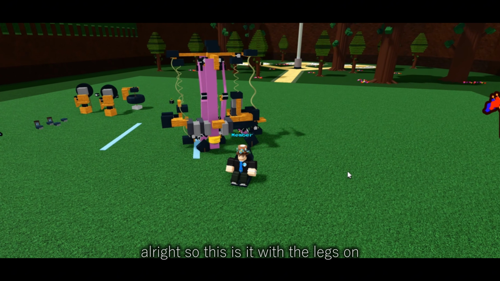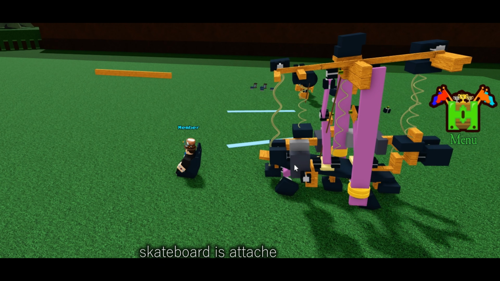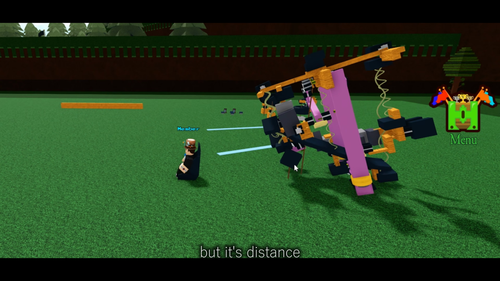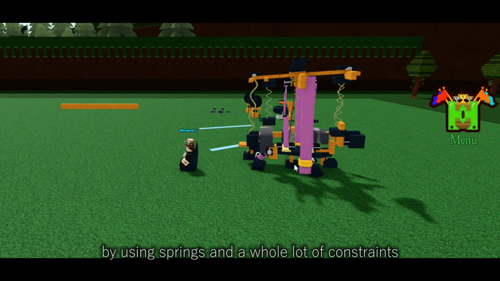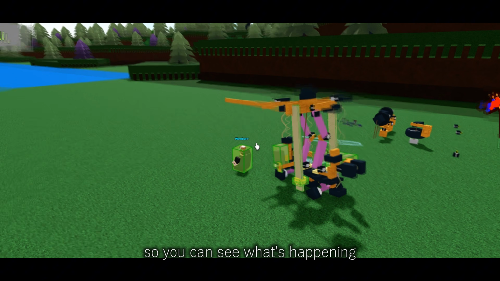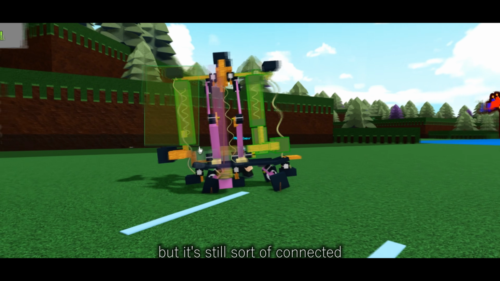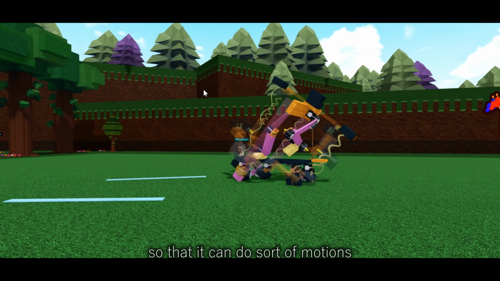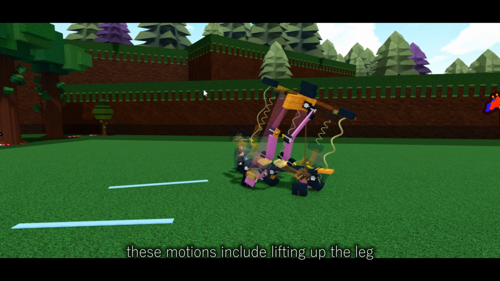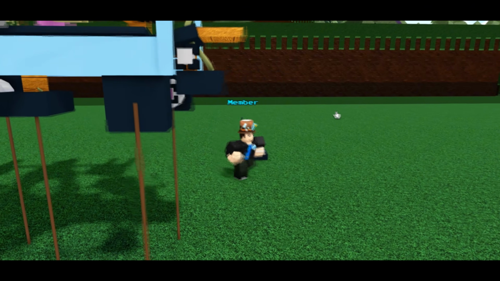Alright, so this is it with the legs on as if it's like Skate 3. The skateboard is attached to the body, but it's distanced by using springs and a whole lot of constraints. Let me make this transparent so you can see what's happening. As you can see, the legs and board are entirely separate, but it's still sort of connected so that it can do some motions. These motions include lifting up the leg or lifting up the back leg, but how would we make this ollie?